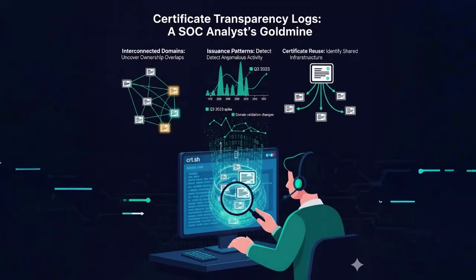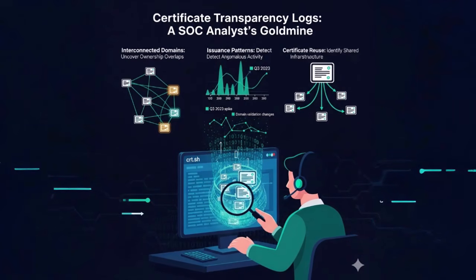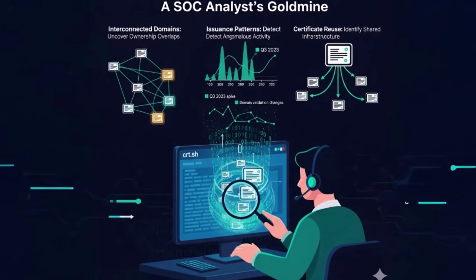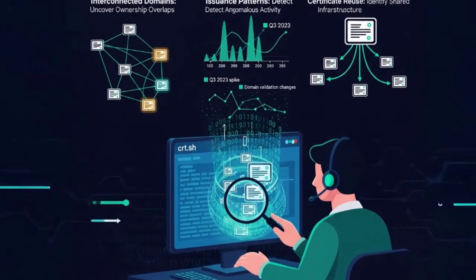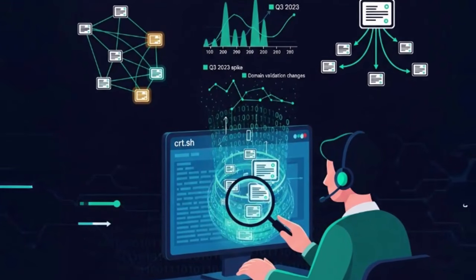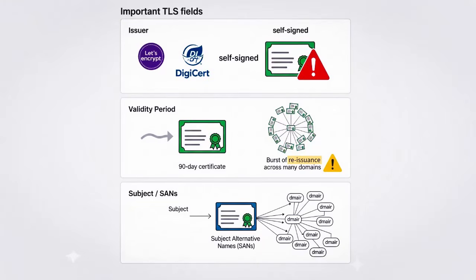Now, in addition to Shodan, there is something called certificate transparency. Certificate transparency logs and sites like CRT.sh are considered gold mines for passive enrichment. Publicly trusted certificates are logged and searchable. This alone reveals domain ownership overlap, issuance patterns, and certificate issues. So there are important TLS fields we want to capture as part of IP threat intelligence. First, we want to find out who is the issuer of the TLS certificate. Who signed the cert? Is it Let's Encrypt, DigiCert, or is it self-signed? A self-signed certificate may indicate a quickly deployed or a throwaway host.